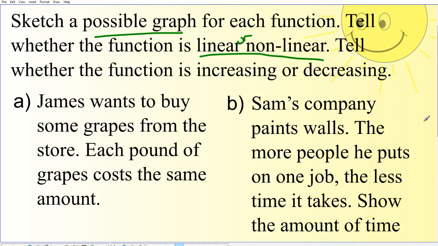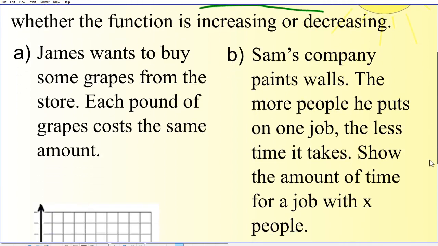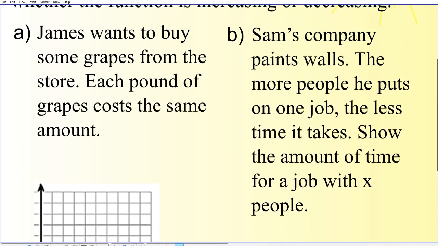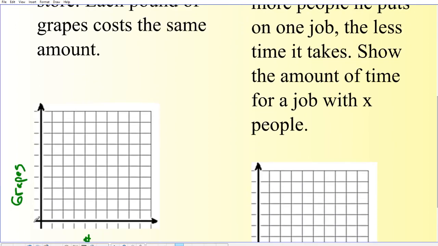So James wants to buy some grapes from the store. Each pound of grapes costs the same amount. So we'd probably have money and grapes. I can't write sideways. G-R-A-P-E-S. Grapes. Alright, so he wants to buy grapes. Now, the part here that would help you figure this out, first off, I think this line would cross right here. Because 0 grapes cost 0 money, right?